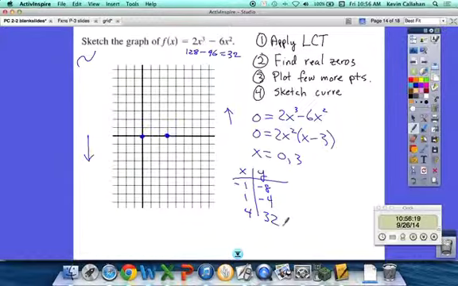So that gives us a few more points to graph. -1, -8, 1, -4, and 4, 32, so that's way off the graph right there. And so last step, sketch a curve. Make a smooth, continuous curve. Right, bounce. Something like that.